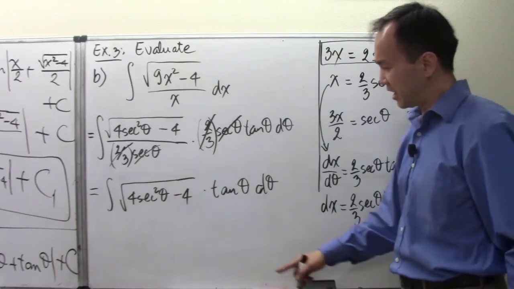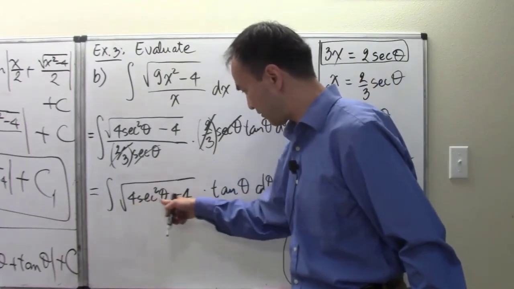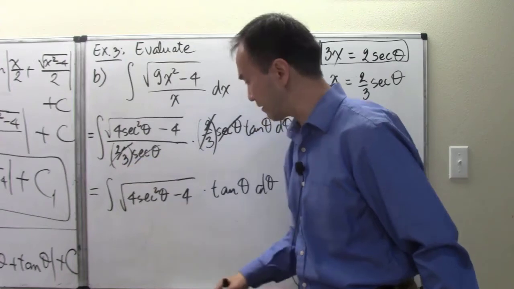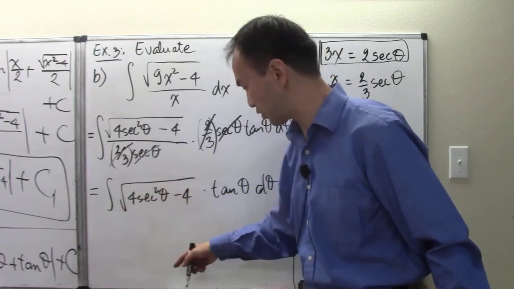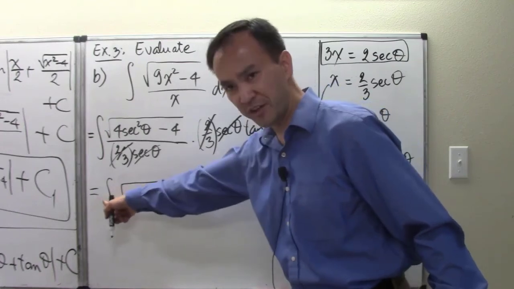Okay, and so now just like that, I can factor out that common factor of 4 and at the same time pull it out as a square root, making it a 2. 2 times square root of secant square minus 1. But then the 2 here can be placed in front of the integral.